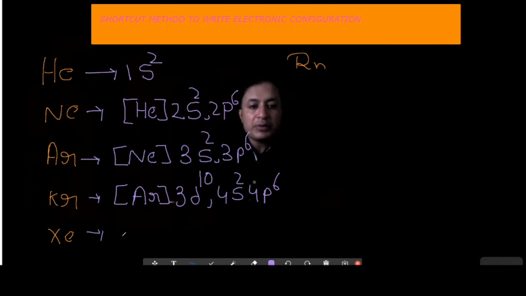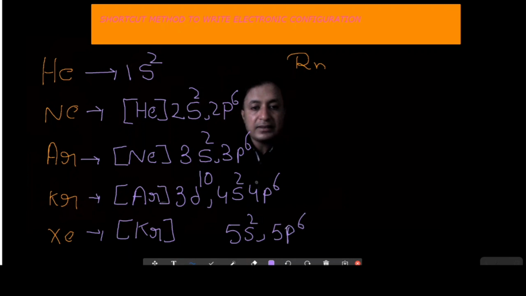Then for xenon, the atomic number is 54. So when you write krypton over here, it means you have already represented 36. Then you can write the electronic configuration as 5s2, 5p6 and 4d10 to complete its electronic configuration.